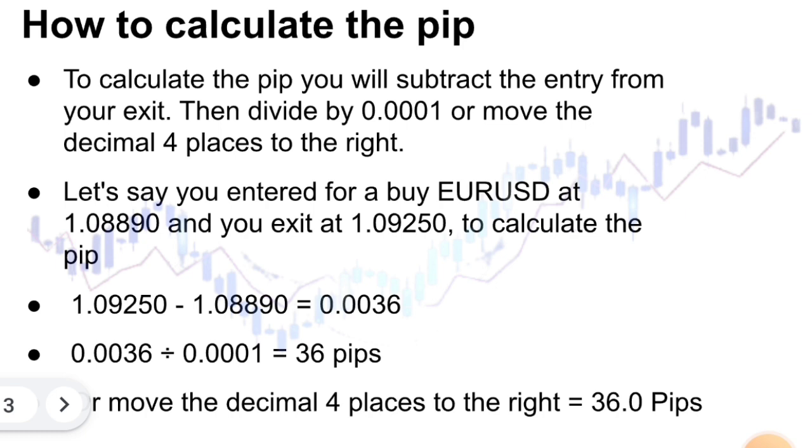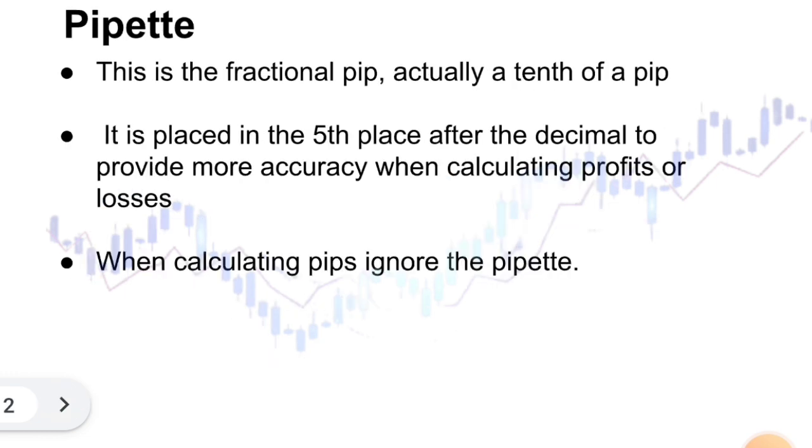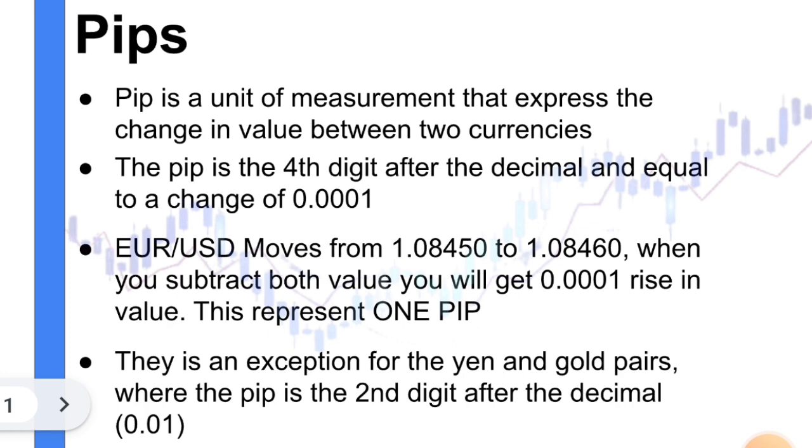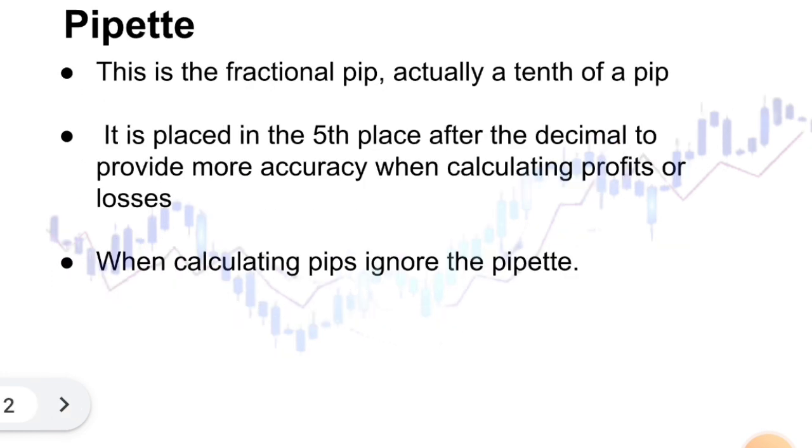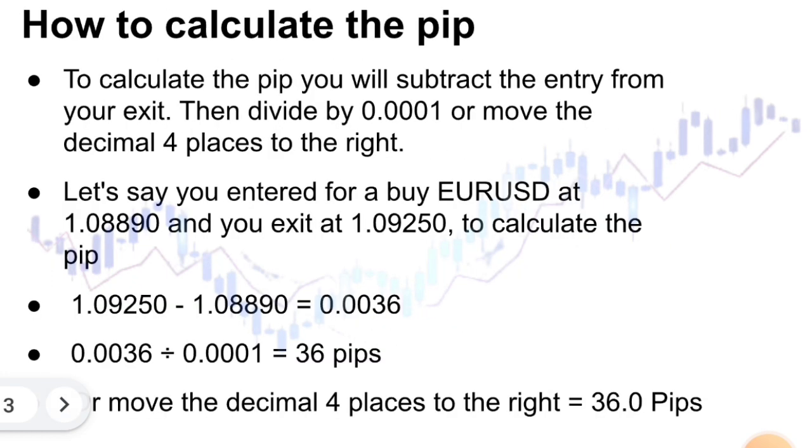So if you want to calculate pip, all we need to do is subtract the entry from our exit, the position where we're entering the trade and the position where we're exiting the trade. Subtract the both of them together. Once you subtract them, the two methods we use are either we divide by 0.0001 or we move the decimal 4 places to the right. All right. So let's get to it.